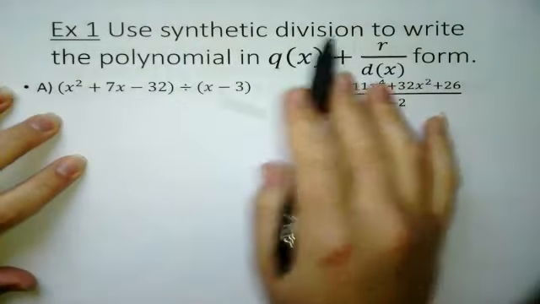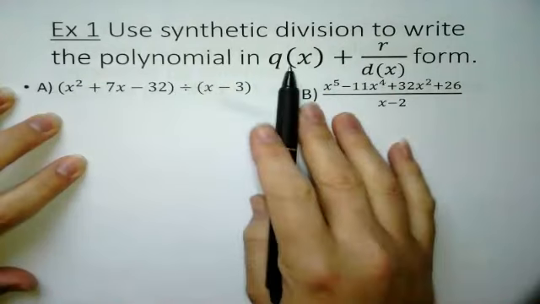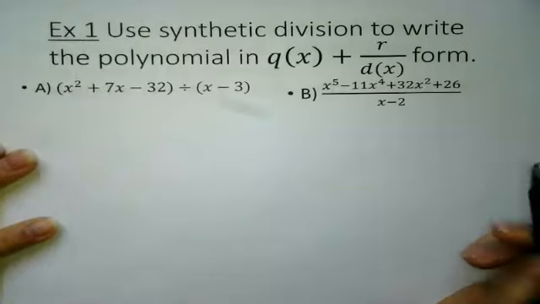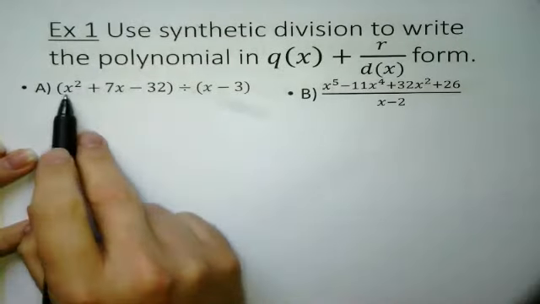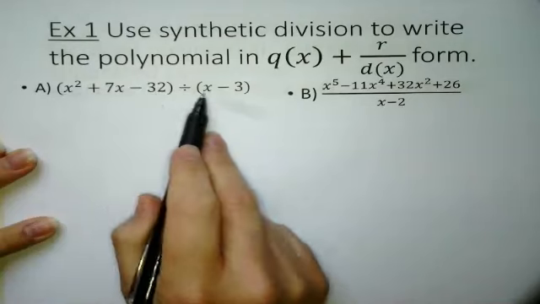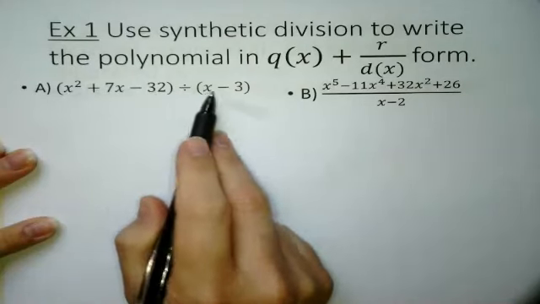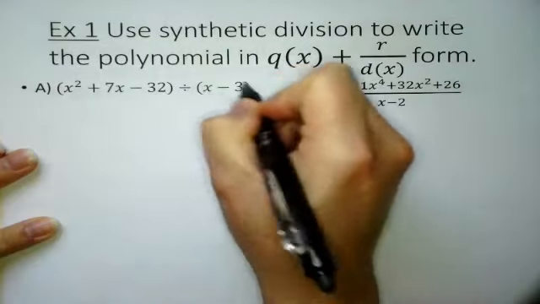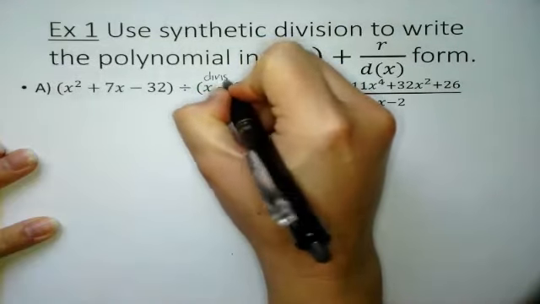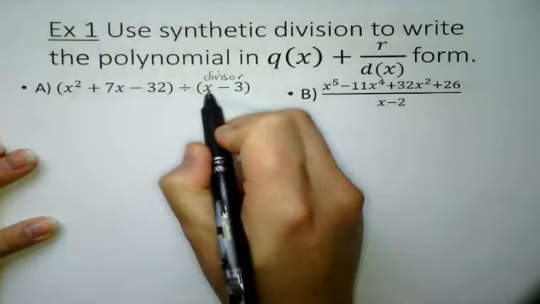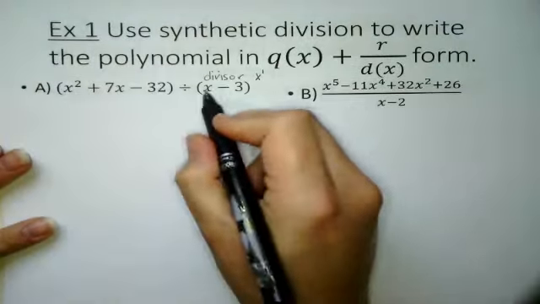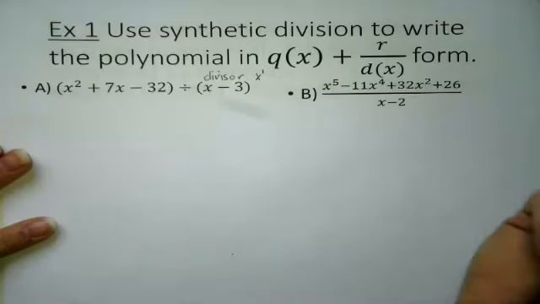We're going to use synthetic division to write the polynomial in quotient plus remainder over divisor form. And so here we are dividing two polynomials. We have x squared plus 7x minus 32 divided by x minus 3. And when we have synthetic division, whatever we're dividing by, this is the divisor, the thing that is doing the dividing. And this divisor always needs to be x to the first. We can't divide when it's x squared or x cubed.